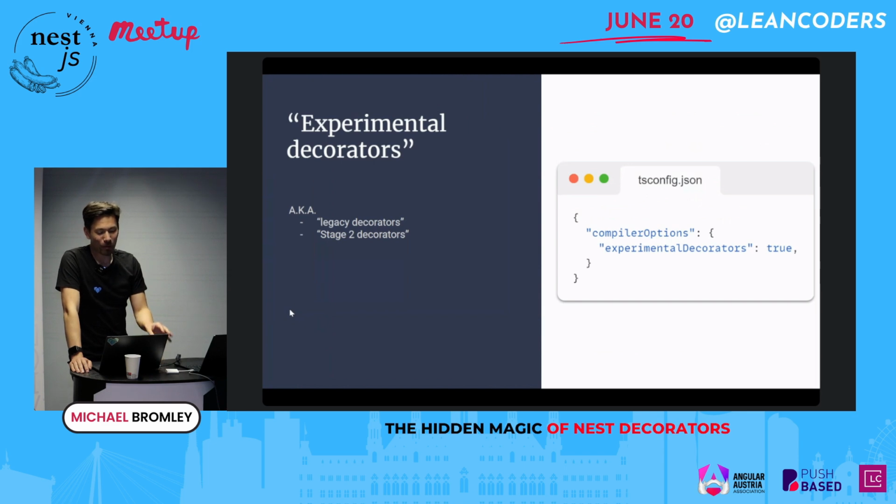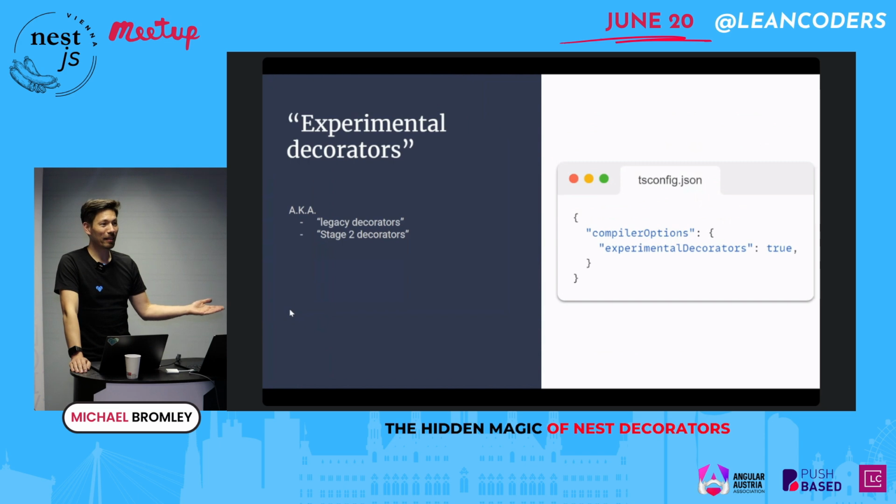So this decorators idea that was implemented at that time by the TypeScript team is what we call experimental decorators, because there was no standard about it. There was no TC39 proposal. It was just, I guess, Mishko's idea, and probably other people contributed to it as well. And this is what we use now.